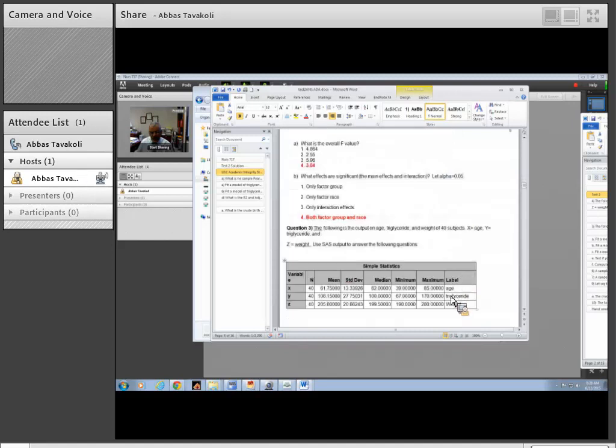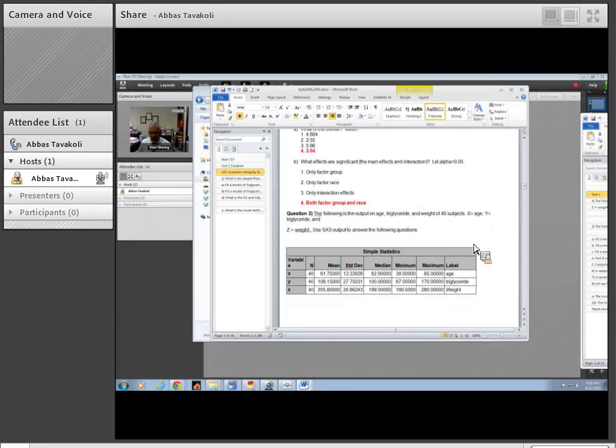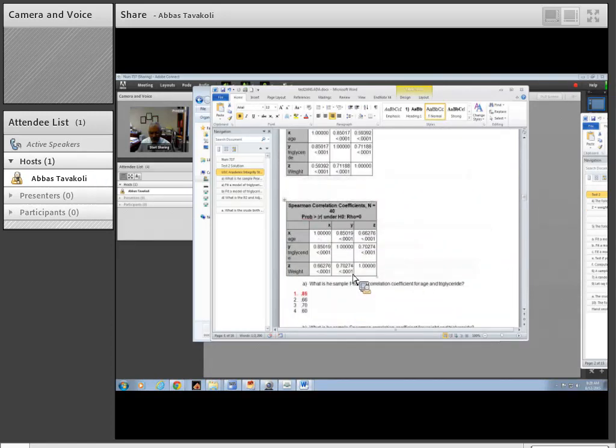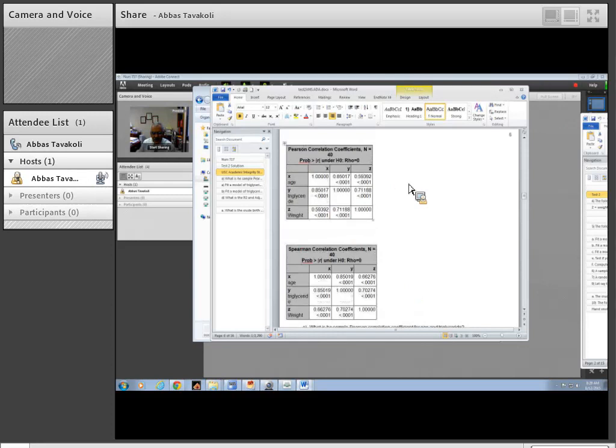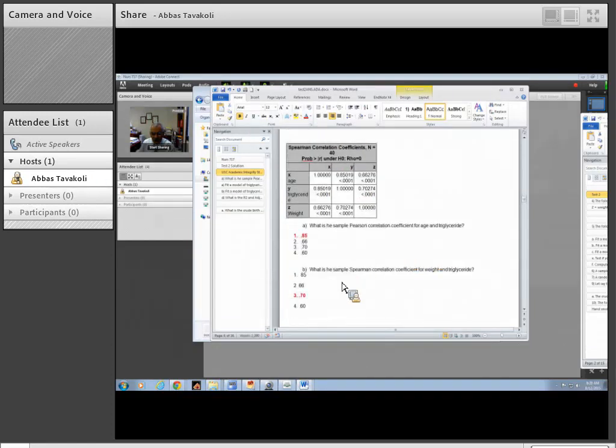The following is the output on age, triglyceride, and weight for the subjects, and we have the correlation matrix. Again, what is the sample Pearson correlation for age and triglyceride? Here is age, and again, Y is your triglyceride. So that is your correct answer, 0.85. What is the sample Pearson correlation for weight and triglyceride? This is weight, this is triglyceride. So this is the correct answer for part B.